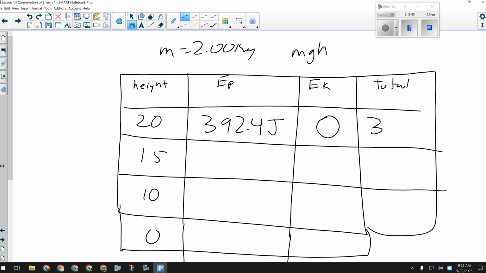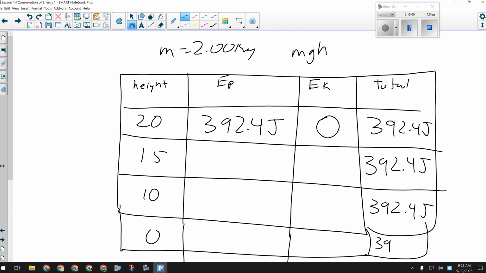Okay, and then my total is 392.4 joules. Can I put that number in every box all the way down? Yes, I can, because the total mechanical energy at any two points has to be equal. Okay, that's what E_i equals E_f means.